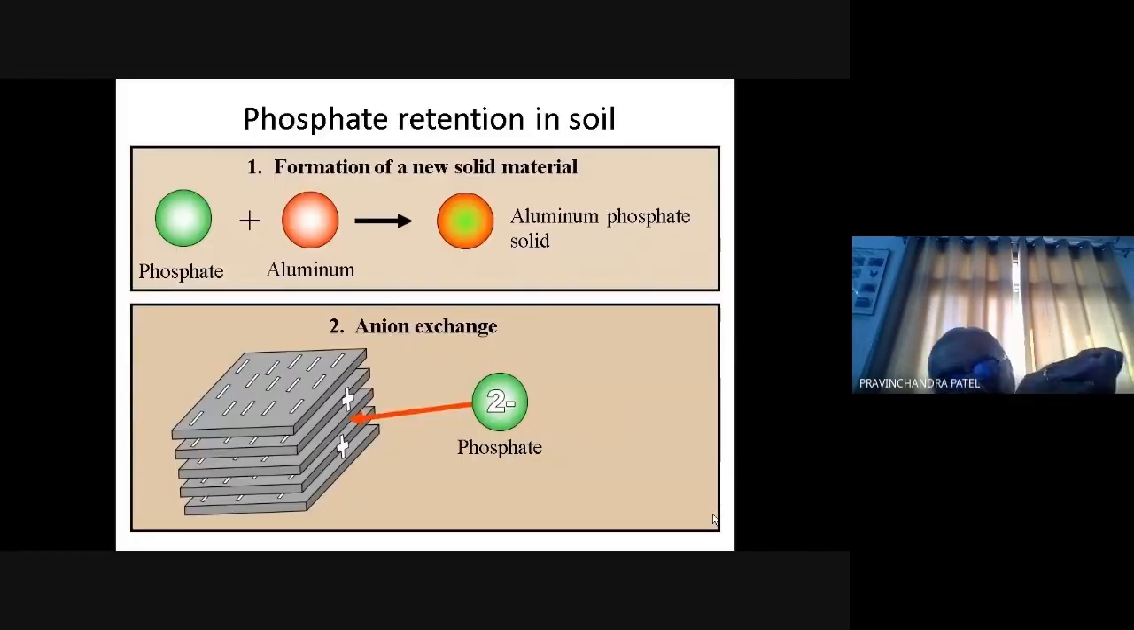Then phosphorus retention in soil, formation of new solid material. So here you see that phosphate and aluminium are converted into aluminium phosphate solid. So when aluminium is present, particularly in acid soil, then aluminium phosphate forms and the phosphorus is not available to the plant. Means it has been fixed in the soil and we have lost the money spent on single superphosphate or DAP. Then anion exchange. Phosphate has a -2 valency. So here the anion has been exchanged.